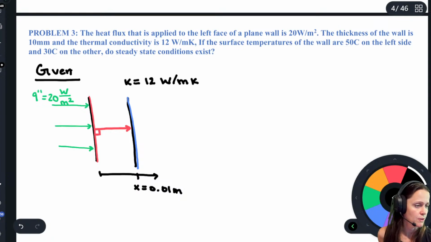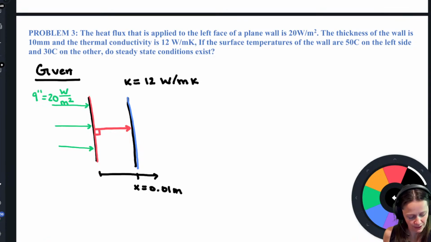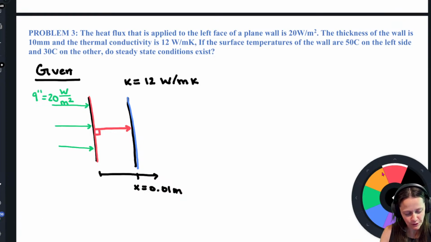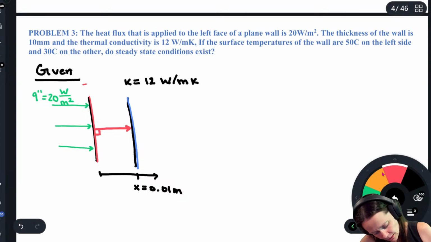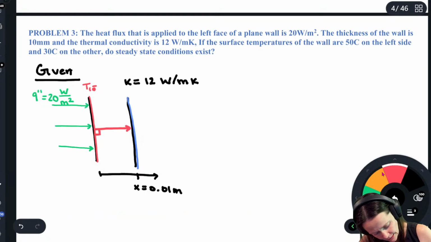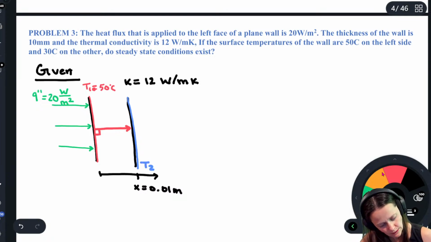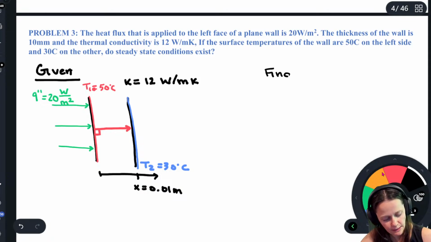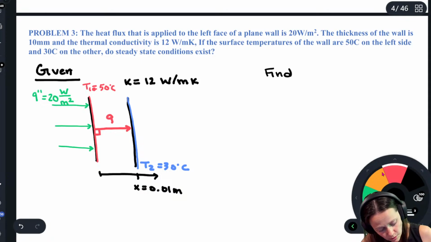I jumped the gun a bit, as the left-hand side is red and the right-hand side is blue, but it does go on. The problem statement says it's 50 degrees on the left-hand side and 30 degrees on the right-hand side. So this is T1. T1 is 50. T2 is 30. All right. And this is kind of different because they're not asking me to find something like Q.